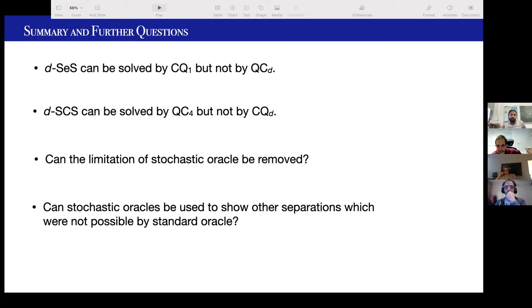So this problem is very difficult, but that is where we are trying to proceed: if we can remove this oracle and make it some instantiation here.